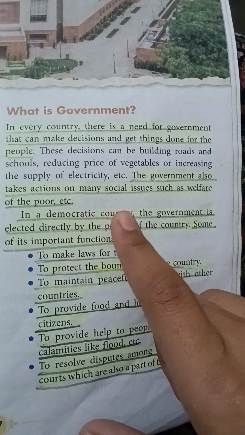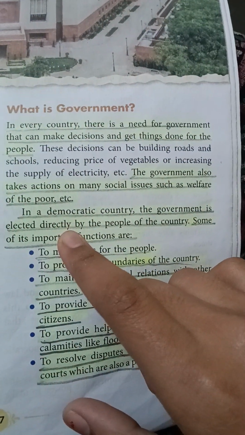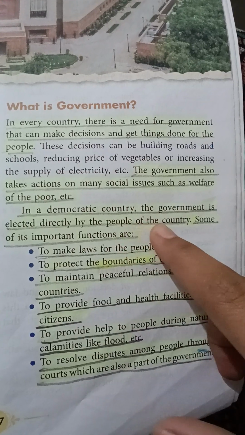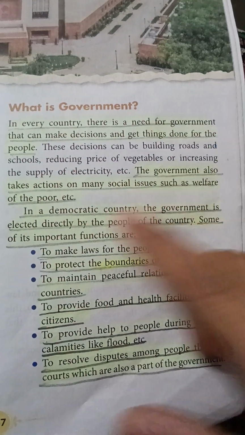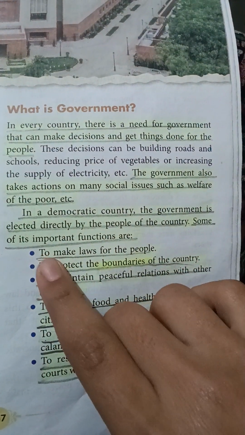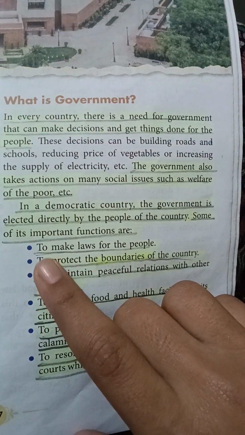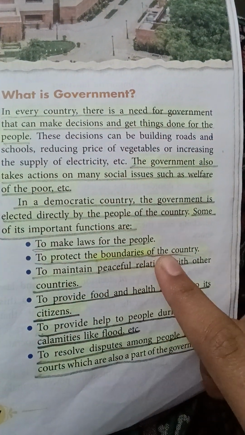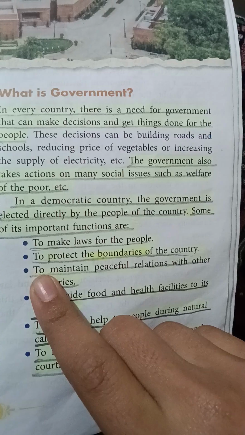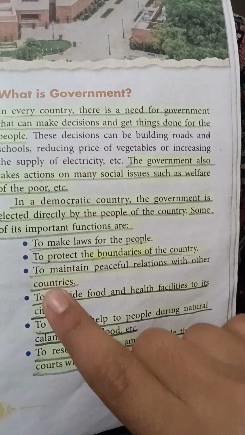In a democratic country, the government is elected directly by the people of the country. Some of its important functions are: first, to make laws for the people. Second, to protect the boundaries of the country. Third, to maintain peaceful relations with other countries.